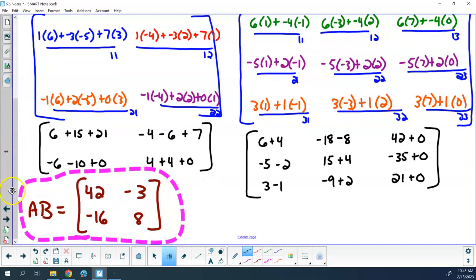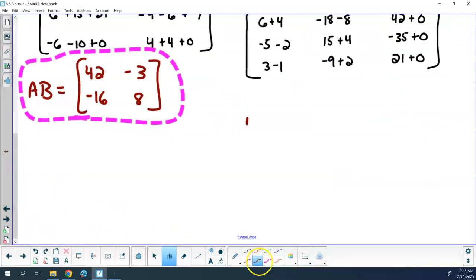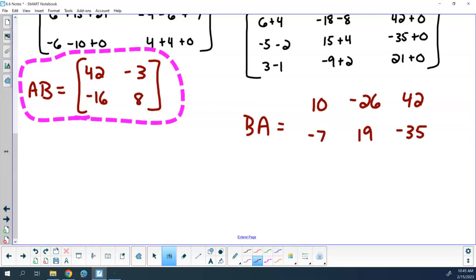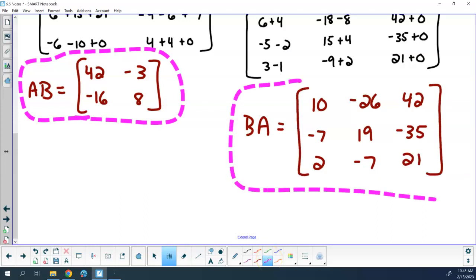So B times A is going to be the 3 by 3 matrix: 10, negative 26, 42, negative 7, 19, negative 35, 2, negative 7, 20. Yes? Discrepancies. Questions? Okay.